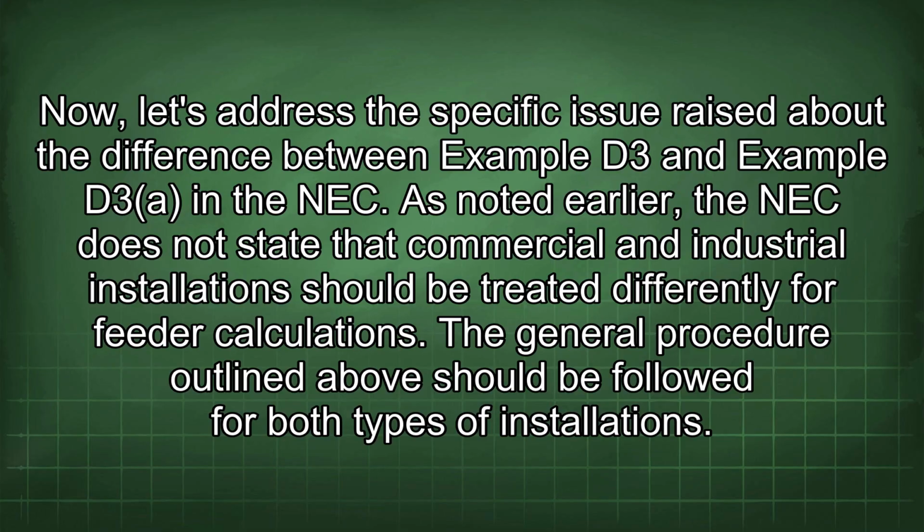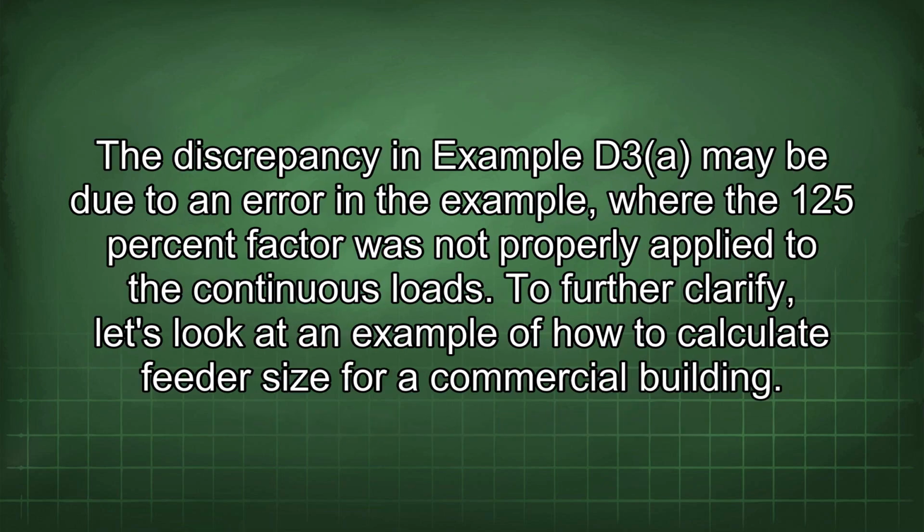As noted earlier, the NEC does not state that commercial and industrial installations should be treated differently for feeder calculations. The general procedure outlined above should be followed for both types of installations. The discrepancy in example D3 may be due to an error in the example, where the 125% factor was not properly applied to the continuous loads. To further clarify, let's look at an example of how to calculate feeder size for a commercial building.